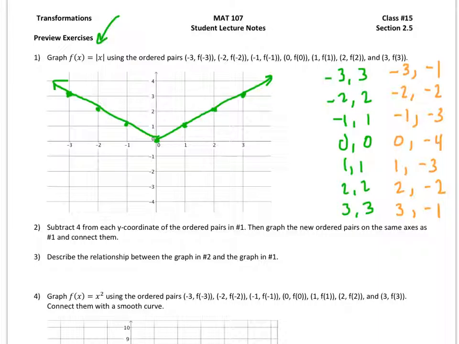So notice that nothing changed with any of my x coordinates, right? This list of x's and this list of x's are exactly the same. All they told me to change was the y coordinate. Subtract 4 from the y coordinate. So I'm going to plot these new points, -3, -1, -2, -2, -1, -3, 0, -4, 1, -3, 2, -2, and 3, -1. And I connect those points.